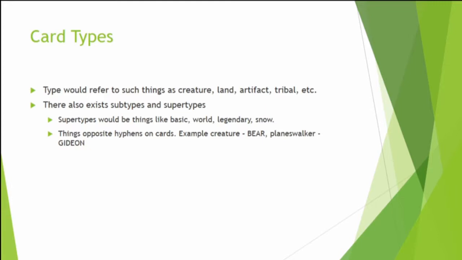All right. Card types. Another definition for good measure. Types: creature, land, artifact, tribal, because sometimes you want to max out that goof. And supertypes, so basic for Forest, world for enchantment, because who knows what The Abyss is. Subtypes: Bear, Gideon, Jace.